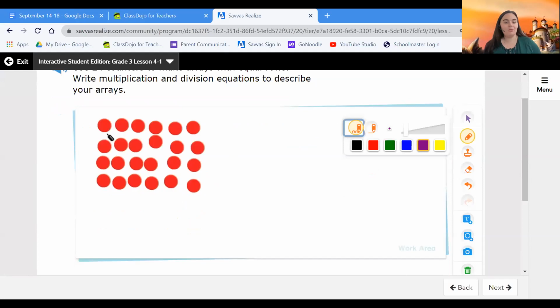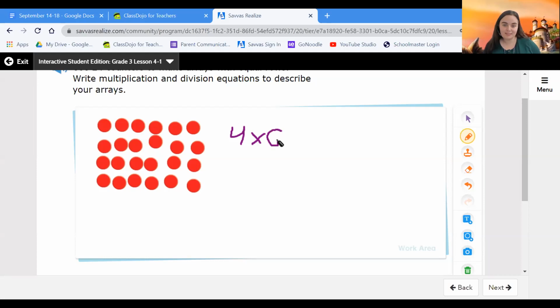describe our arrays. Okay, so if we were going to write a multiplication sentence to describe this array, we have to have how many rows there are, which is 1, 2, 3, 4, right? By how many are in each column, or sorry, how many columns we have. So how many are in each row? 1, 2, 3, 4, 5, 6 here. So 4 times 6 is our multiplication sentence, right?